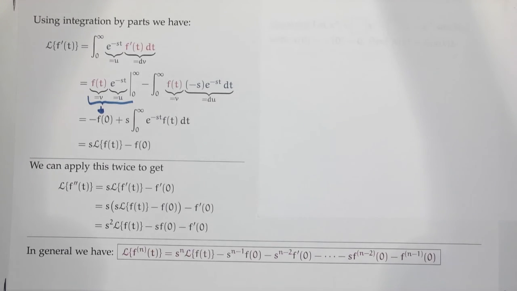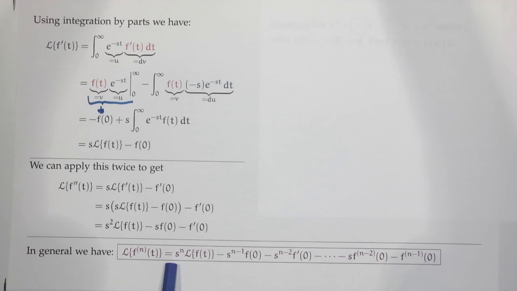Now you can do this many times. If you do it twice, you can say the Laplace transform of f double prime becomes s squared times the Laplace transform of f, minus s times f of 0, minus f prime of 0. And you can actually do this any number of times you want. So if I want to take the nth derivative, we never go past the third derivative, but you could.